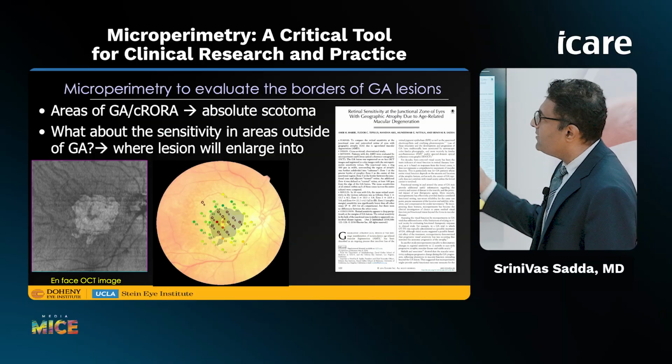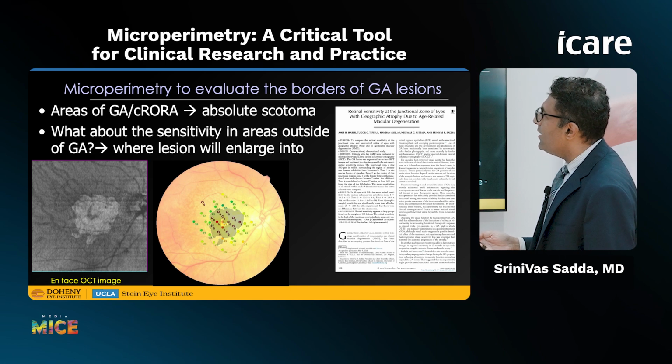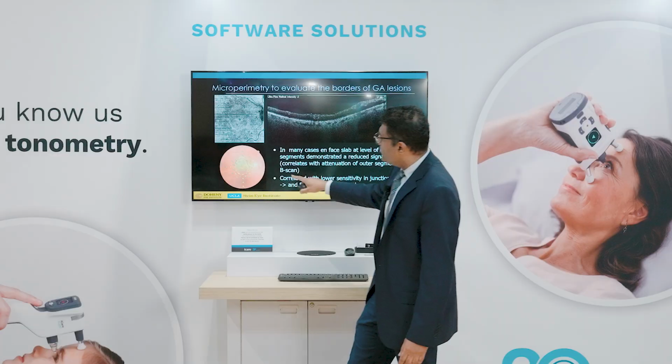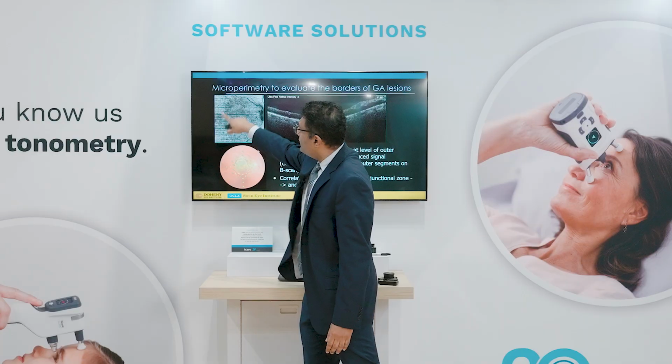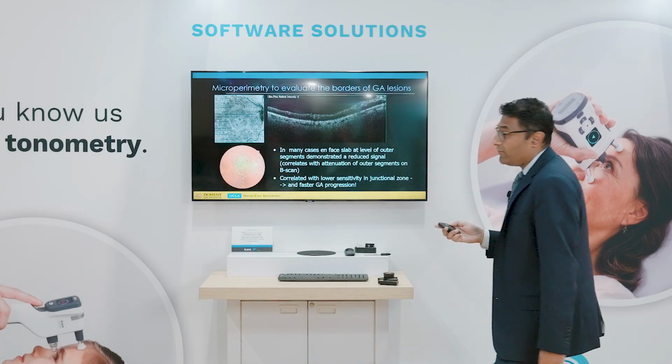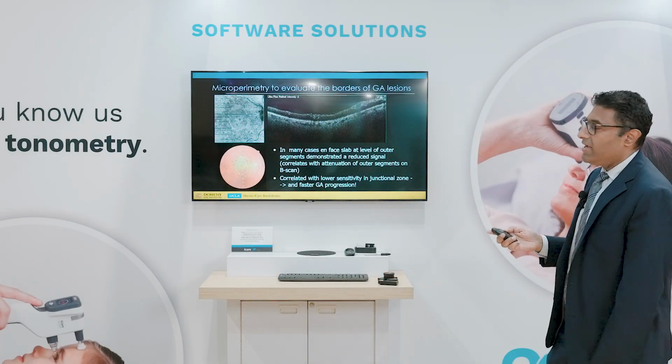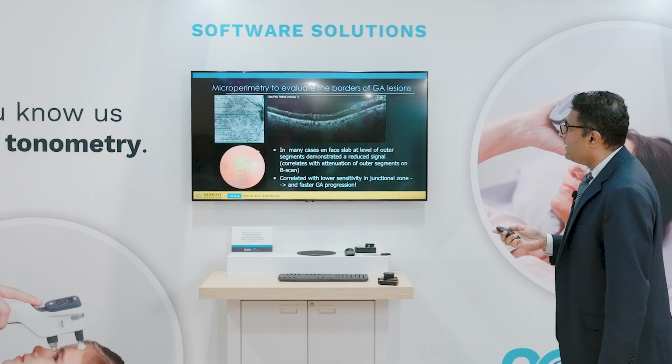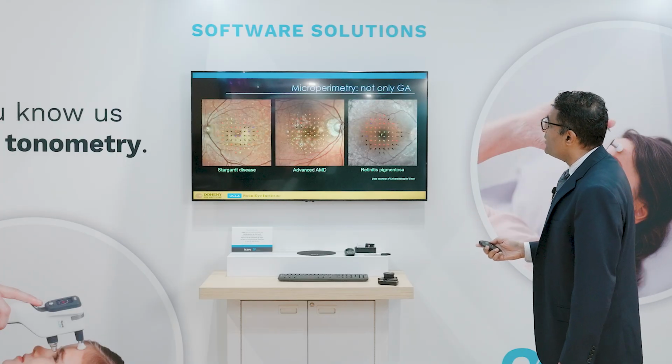Now, we've done things like studying the sensitivity around the GA lesion, and actually in some GA lesions you can find reduced sensitivity around the lesion, which actually corresponds to photoreceptor loss around the lesion, which may highlight patients who are more susceptible for disease progression.